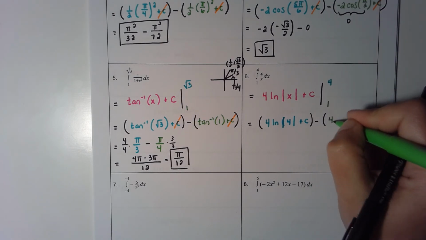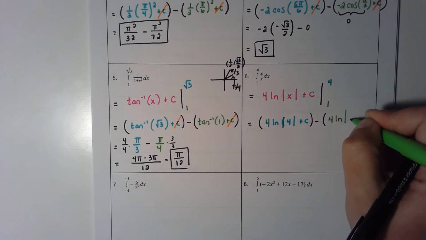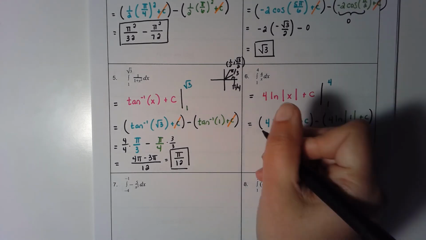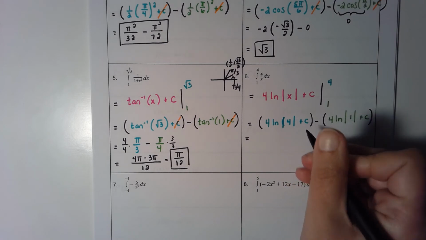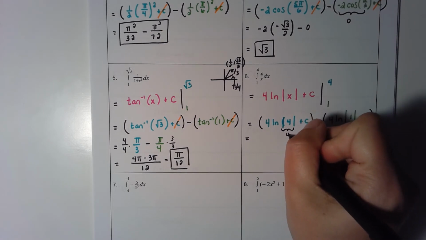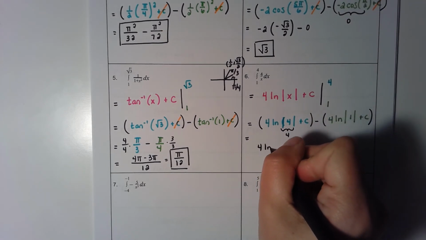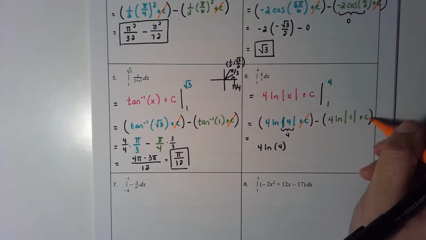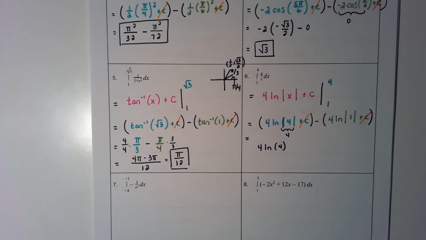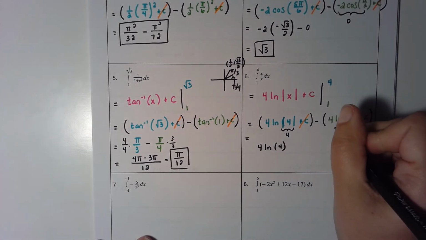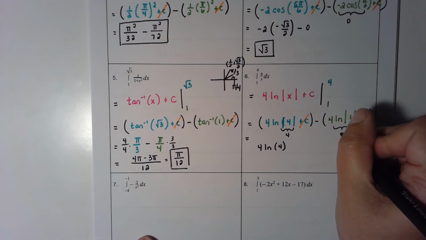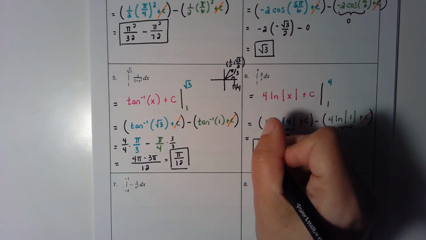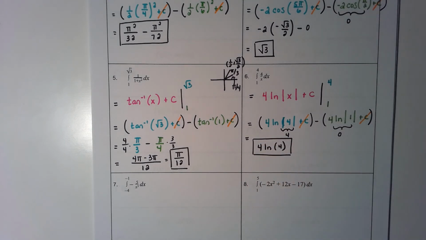So I'm going to have 4 times the natural log of the absolute value of 1 plus c. And then I can start to simplify. So the absolute value of 4 is just 4. So I'm going to have 4 times the natural log of 4. I don't need the absolute value anymore because I know that that's a positive 4. I forgot to mention that the c's cancel again. And the natural log of 1 is just 0. So that means that I just have 4 times the natural log of 4 as my answer.